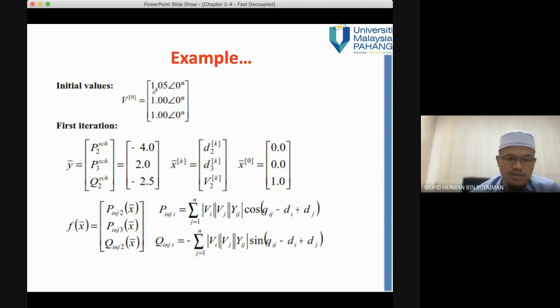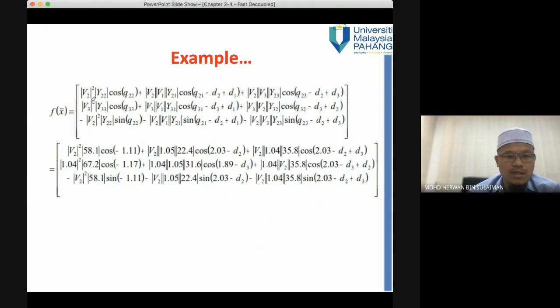So this one is for the first iteration. This your voltage V1 1.05. Yang lain semua kita assume 1. So kita ada P schedule negatif 4, P3 2, Q2 negatif 2.5. Okay. So cari lah. You kena cari. You kena kembangkan. Yang ini ialah V2. Saya start dengan V2 kan.